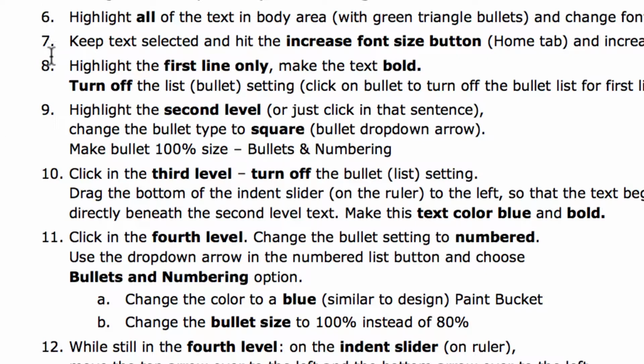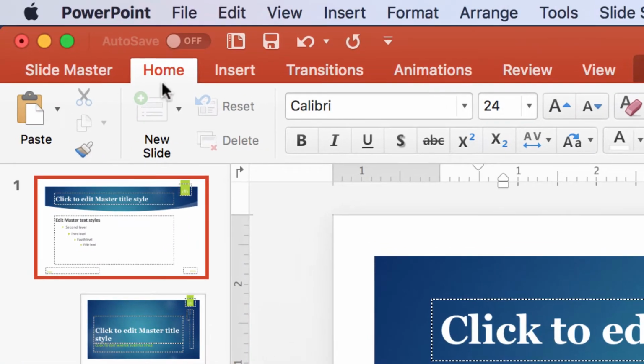So number 10 is the third list level, and I'm going to also turn off the bullet list, and I'm going to change the text color to blue, and I'm going to make it bold. So that's pretty easy. And again, remember, I'm still in Slide Master. Even though I'm on the Home tab, I'm in my Slide Master, and I'm on this top slide.